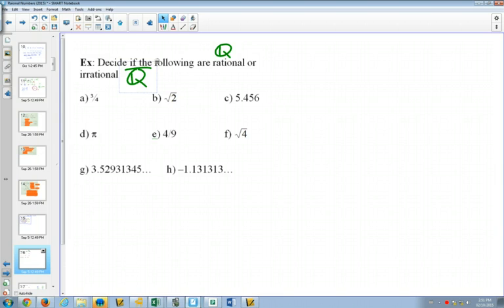So in this one, all I want you to figure out is which numbers are rational and which ones are irrational. And again, we're going to use the Q for rational numbers and the Q with the bar over top of it for irrational numbers. So for rational numbers, we're looking for fractions, decimals that end, or decimals that repeat.